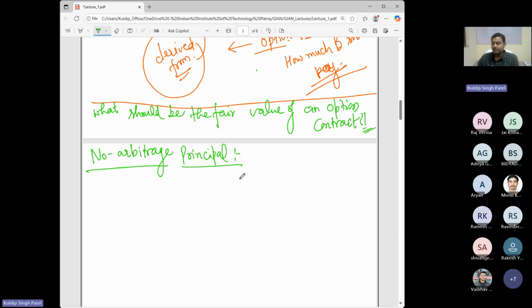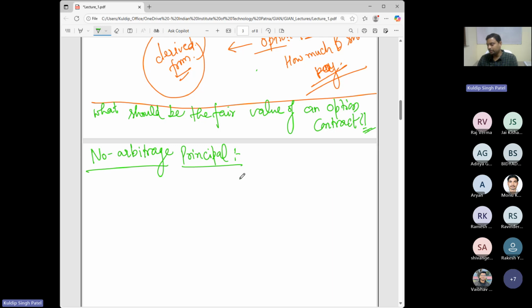Okay, just think over it, right? So the idea of the no arbitrage principle was simply that without any initial investment, your return is positive. This is called arbitrage, right? This should not happen. And what do you think? This should not happen.